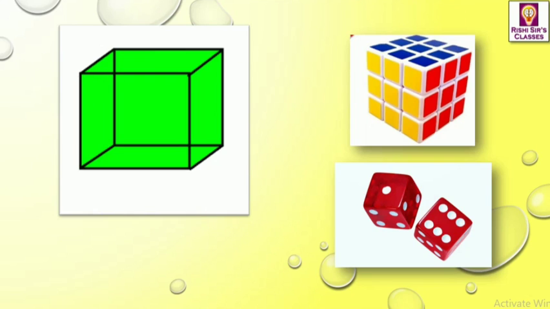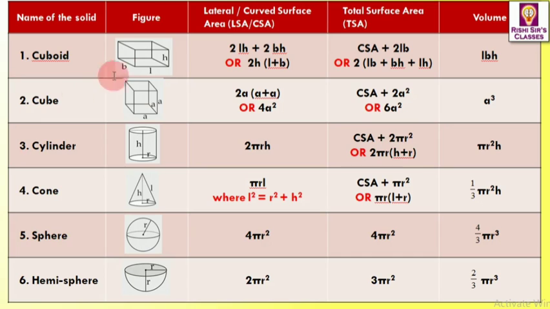Now, how to make the formula? You know the formula of a cuboid, 2(H)(L plus B). Now in this formula, replace the value of H, L and B with A. It will become 2A times (A plus A). A plus A becomes 2A. So what is 2A multiplied by 2A? That is 4A square. Okay, simple one.